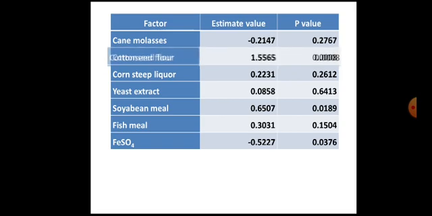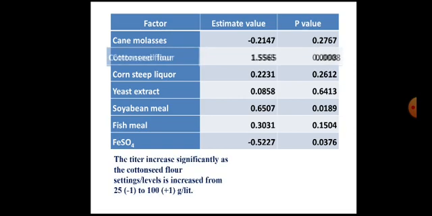This value is supported by the p-value. You can see the p-value is 0.0008, which is much less than 0.05. That means this factor is significant. So we can conclude that the titer increases significantly as the cottonseed flour level is increased from 25 grams per liter to 100 grams per liter.